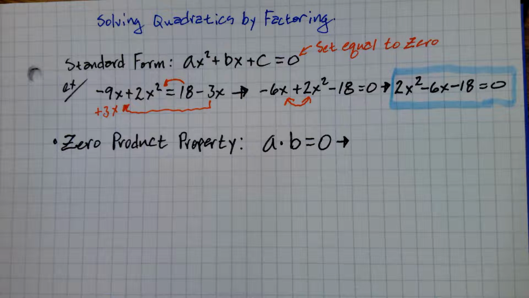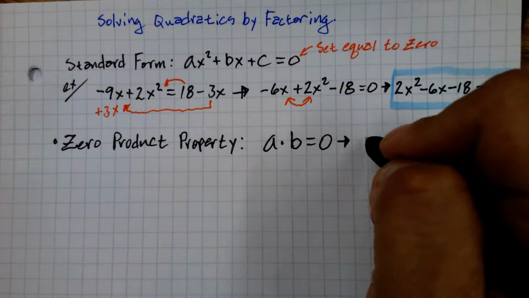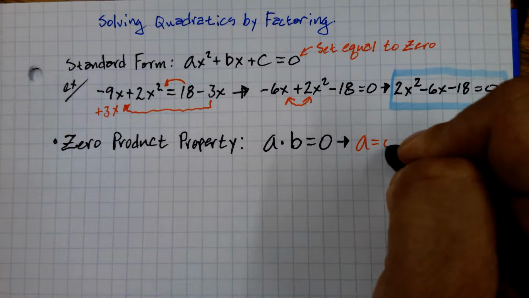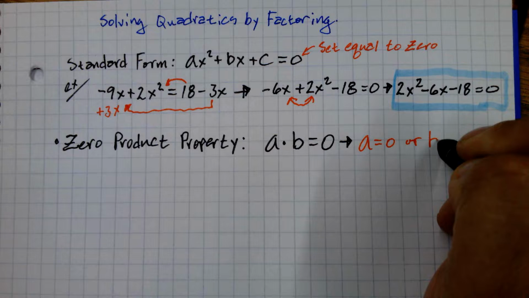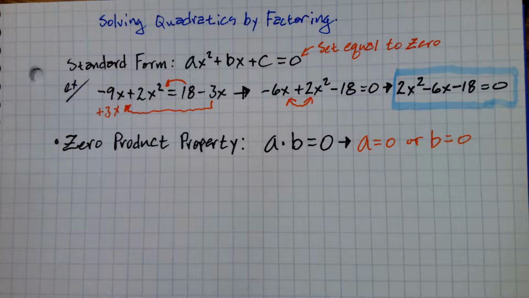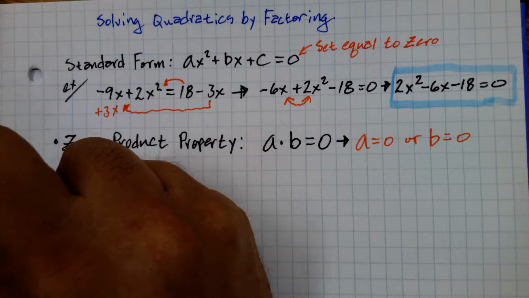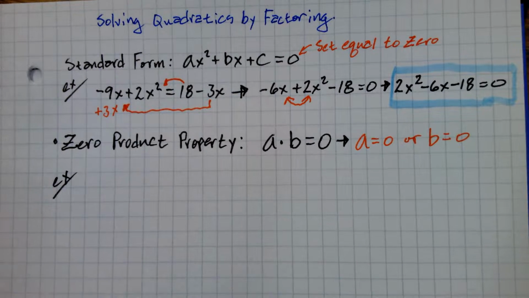One of the numbers has to be 0. If A times B equals 0, then either A equals 0 or B equals 0. Or both, right? Can they both equal 0? Yeah, 0 times 0 is 0. That's a property of 0, right? When you multiply with anything, you get 0. So this is called the zero product property. And this is how we're going to use it.